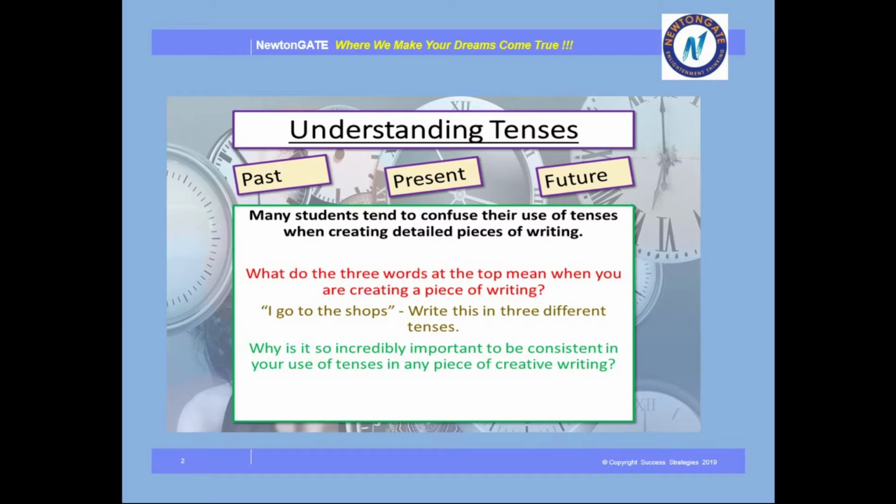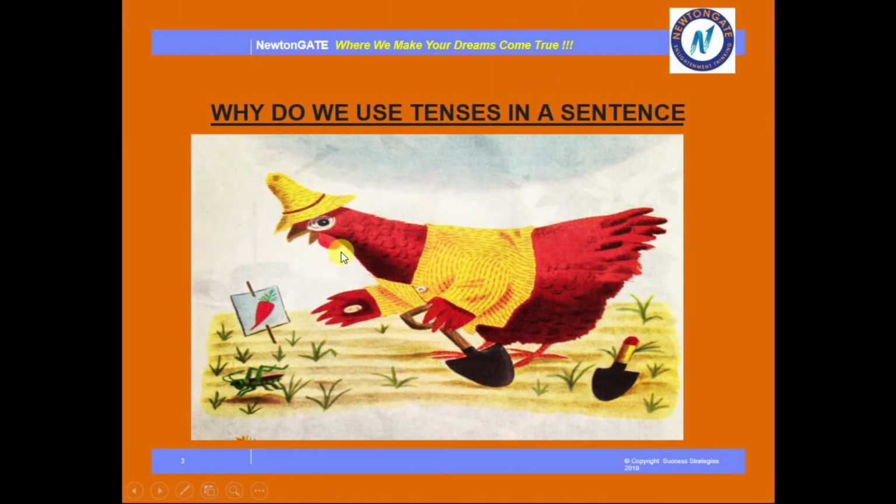Now see, many students tend to confuse their use of tenses when creating detailed pieces of writing. Sometimes you may face a problem with what type of tense you can use in a sentence, and some students make mistakes while writing in past tense, present tense and future tense. For that reason I will give you a little knowledge about it. Now, why do we use tenses in a sentence?